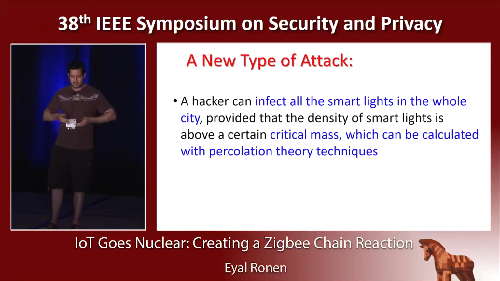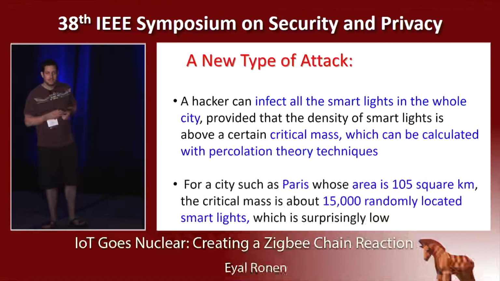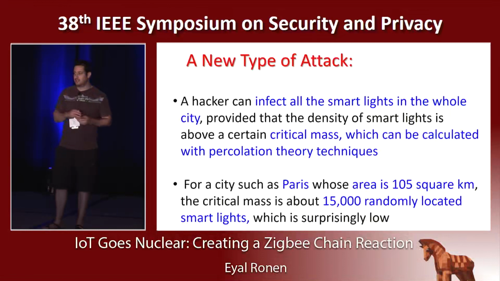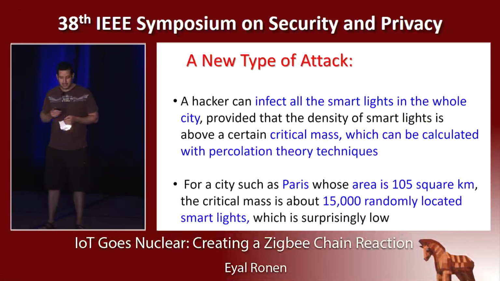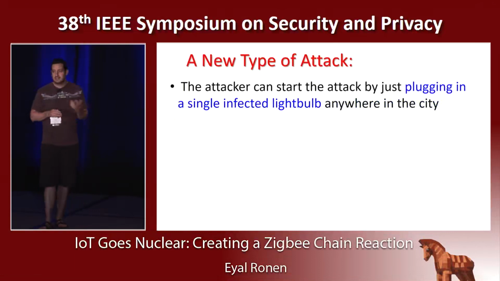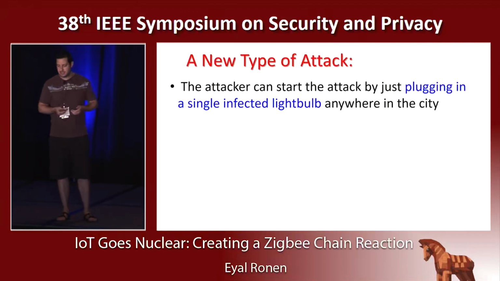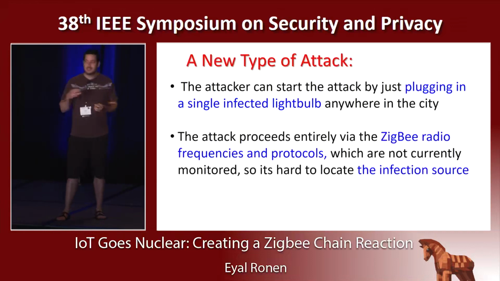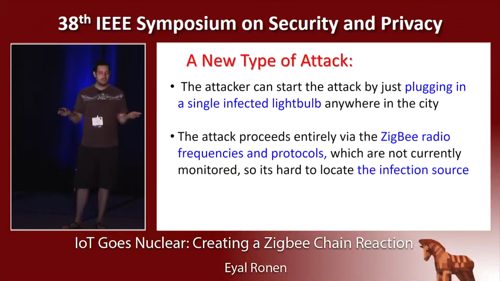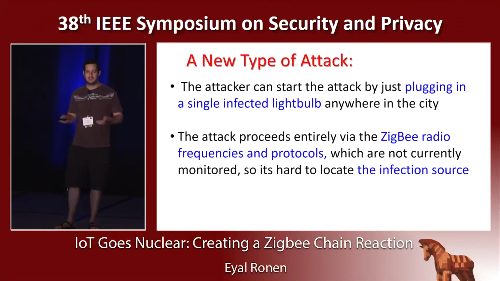And this is using very well-known percolation theory techniques. We did a back of the envelope calculation for the city of Paris. And we saw that we need about 15,000 randomly located lights for this worm to spread over the entire city, which we found relatively low in number. So the attack simply starts by taking one malicious light and plugging it in anywhere in the city. From that, it can spread using this Zigbee protocol. And the nice thing about it is this protocol is not monitored in any way. It's really hard to detect that something is going on, and it's really hard to find the source of this infection.